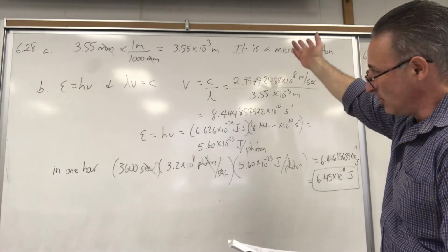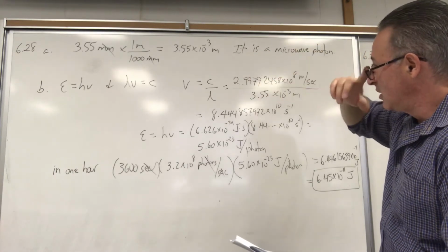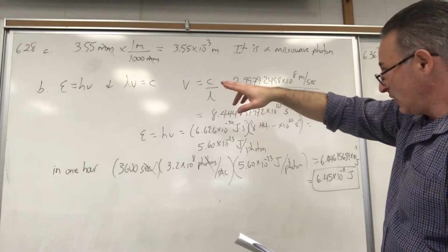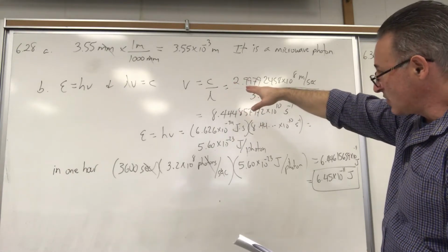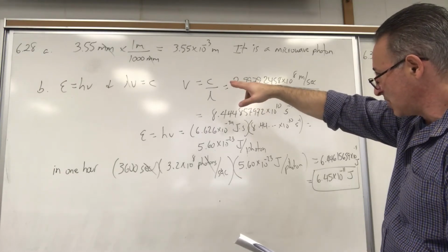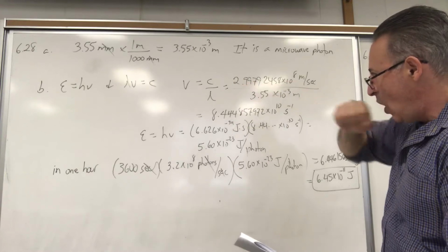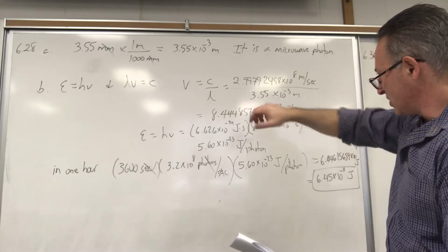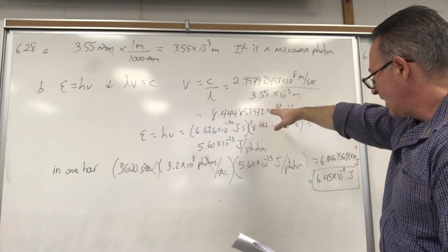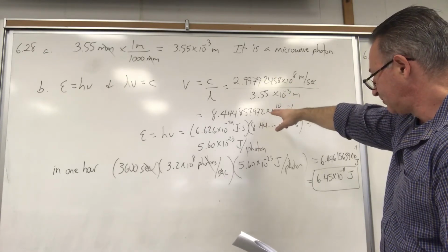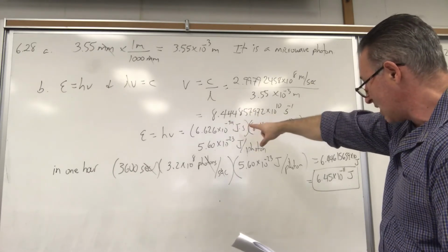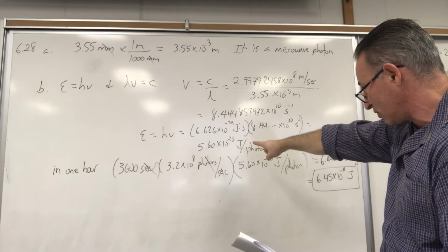Looked it up in the back of the book. It's a microwave photon based on the wavelength, because there was a scale in the book that you can look up. Then we plugged it into the frequency equation. So frequency times lambda gives you the speed of light. I rearranged it to solve for the frequency. There's the speed of light divided by the wavelength, and there's your frequency of your photon.